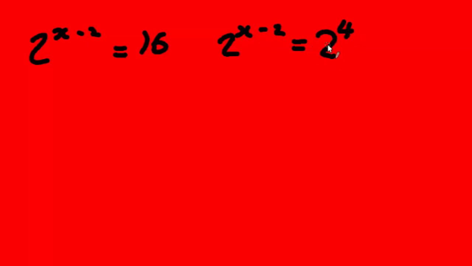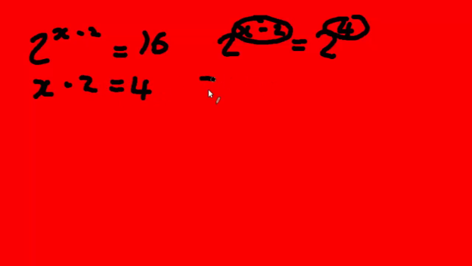And once we're at that stage, we can do something very, very nice, and also I think natural and intuitive. If 2 to the power of this equals 2 to the power of that, then this equals that. That's the only way they can be equal. So then we have x minus 2 equals 4, and so x equals 6.